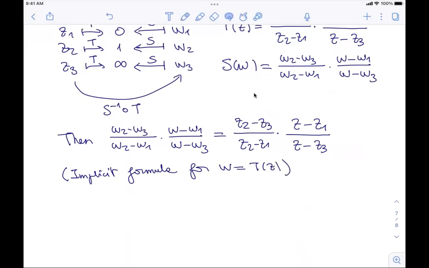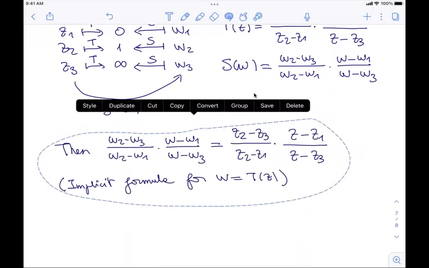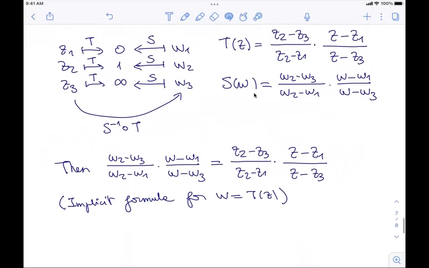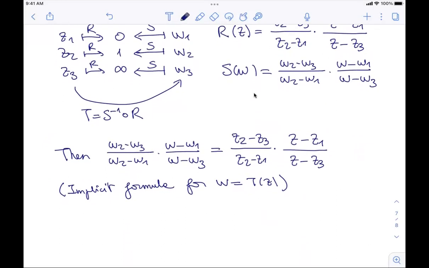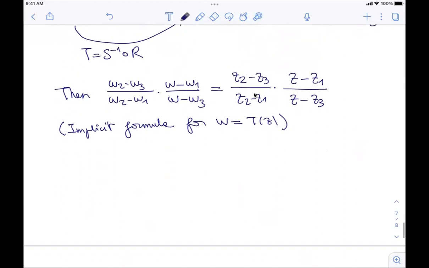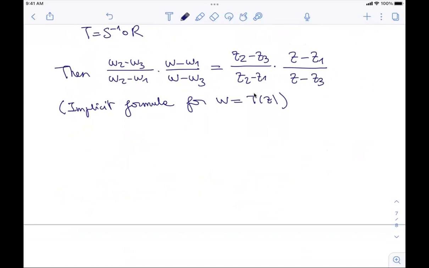But if we want something more explicit, I'm realizing, let's just call this R, so that we can say that this T is S minus 1 R. Okay, sorry about that. There we go. So this is the implicit formula for T of Z. But if we want something more explicit, we can still compute it.